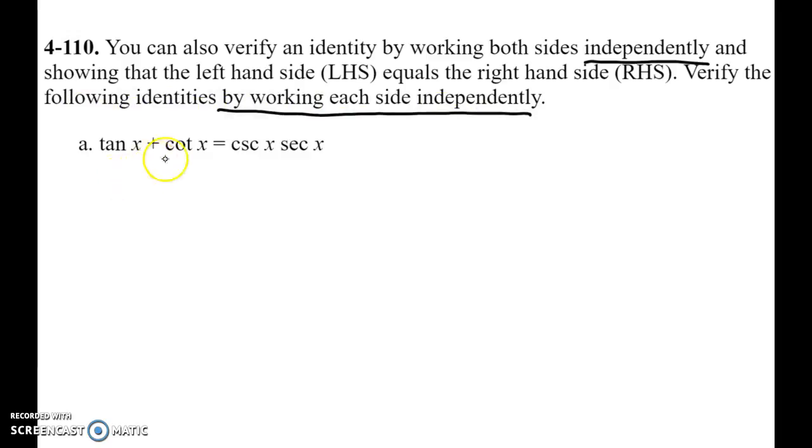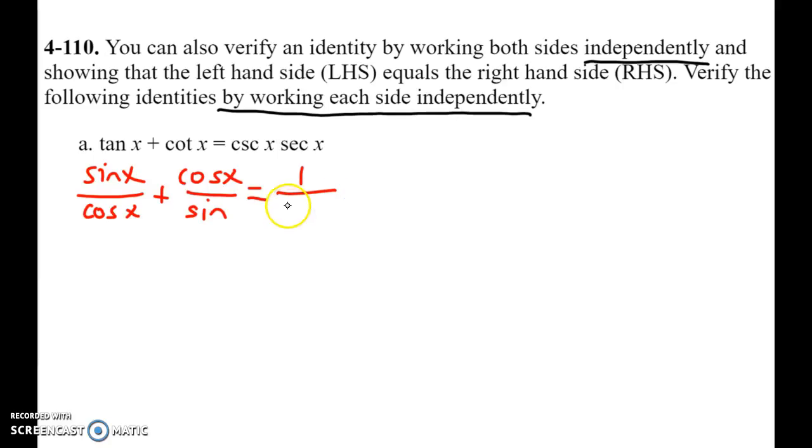So I'm going to start by changing everything into sine and cosine. So my tangent ends up with sine over cosine. Cotangent is defined as cosine over sine. There's my equal sign. I'm going to change cosecant to 1 over sine. And my secant to 1 over cosine.